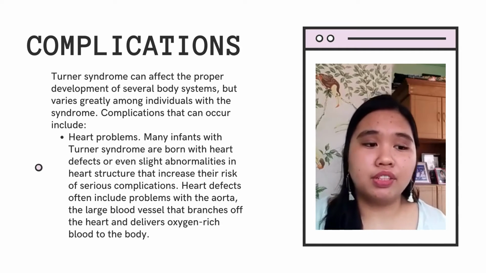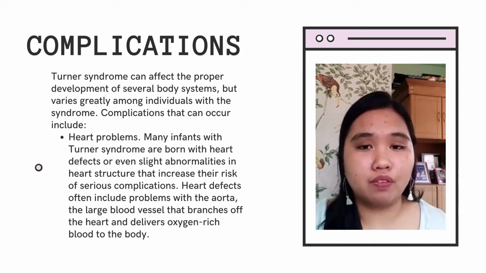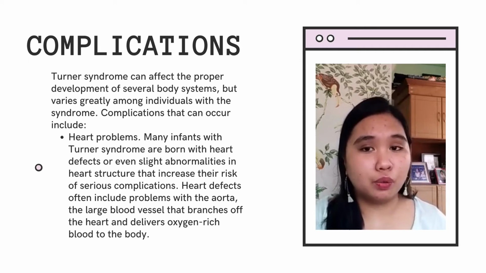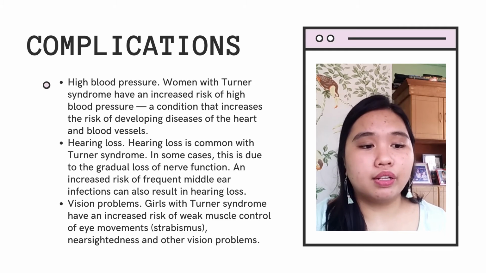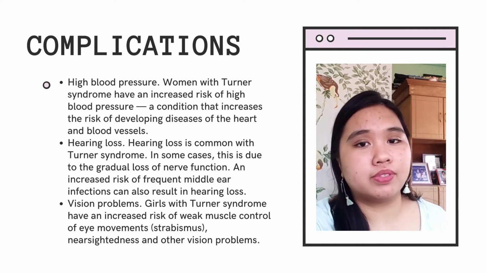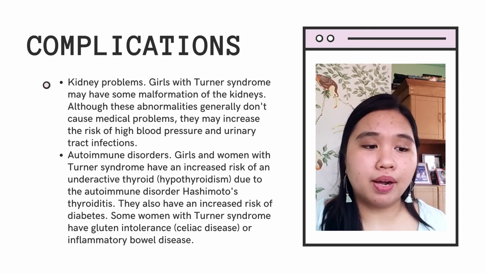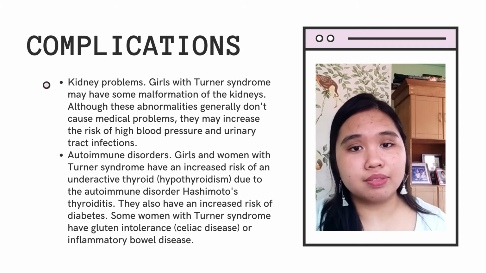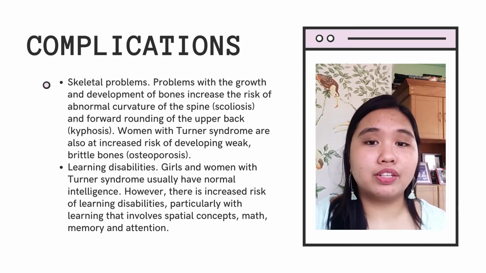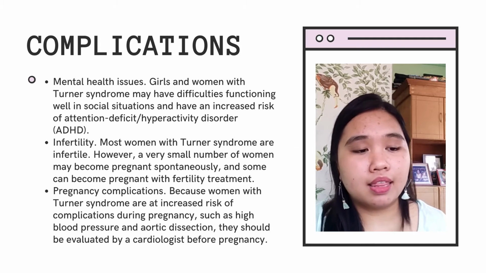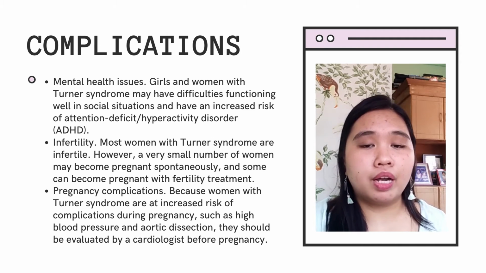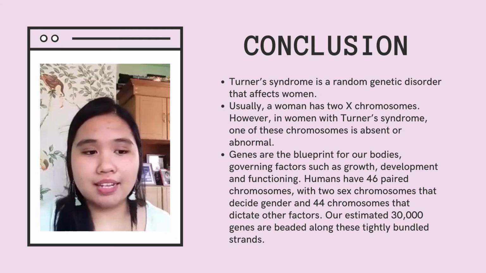So for the complications, Turner syndrome can affect the proper development of several body systems but varies greatly among individuals with the syndrome. Complications that can occur include heart problems, high blood pressure, hearing loss, and vision problems. They also include kidney problems and autoimmune disorders, skeletal problems and learning disabilities. Lastly, complications may include mental health issues, infertility, and pregnancy complications.